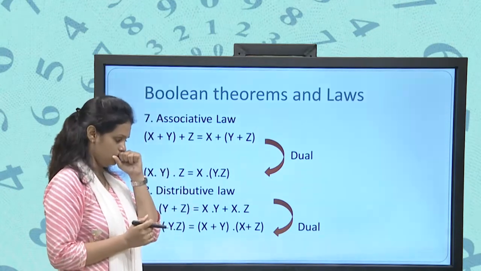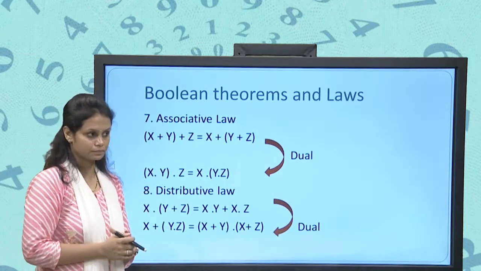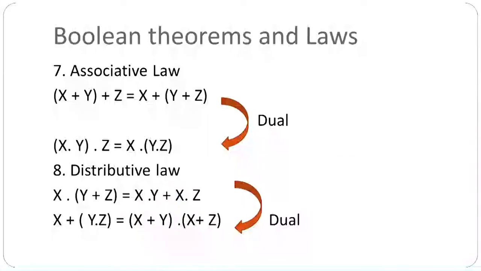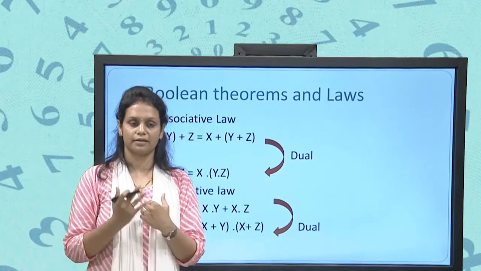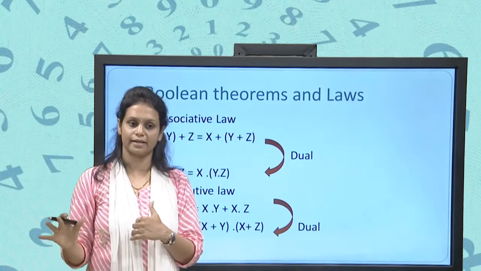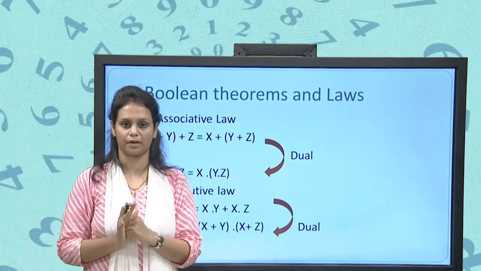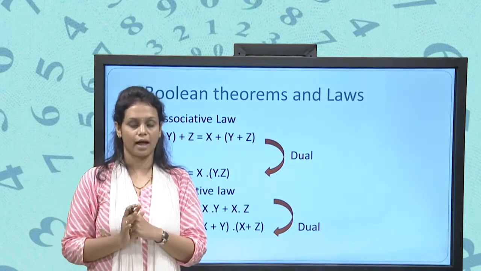In the same way, in the normal number system, suppose we do x plus x. What is the output? The output is 2x, 2 times x. But in Boolean algebra, the output will remain x, and this is called the idempotent property. Fine, this is called the idempotent property.